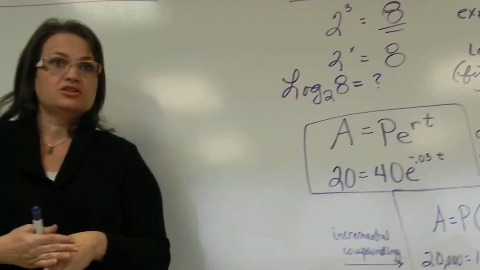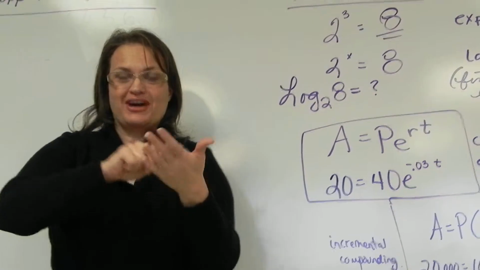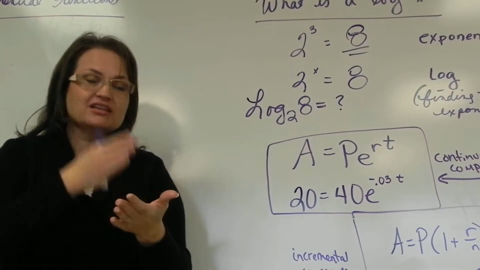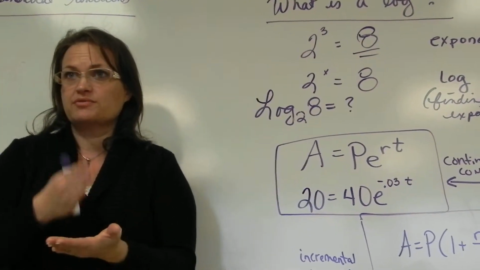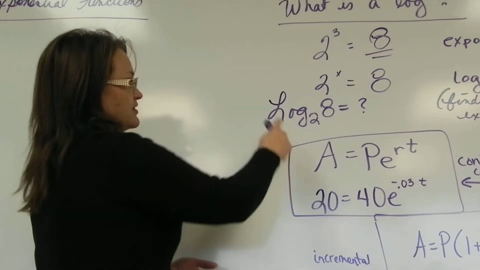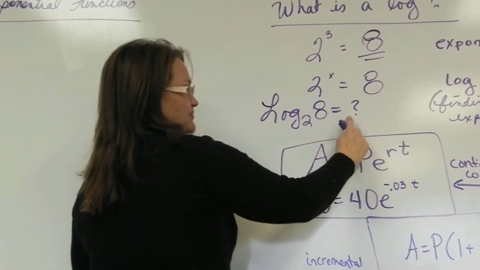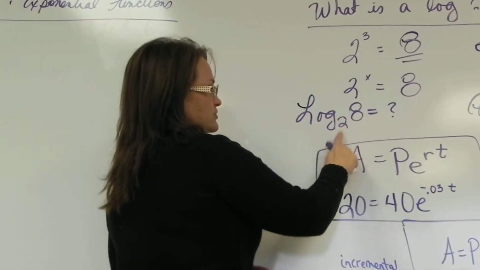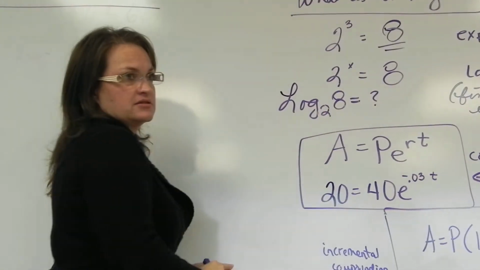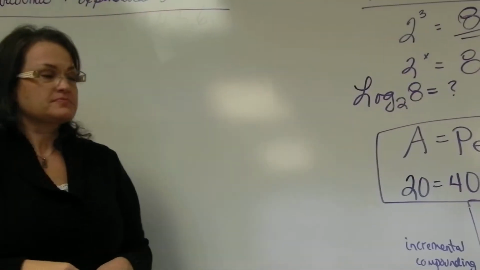The answer to a log, I want you to think this through, write it on your hand or something, remember this: the answer to the log is the exponent. That's what we're solving for, the exponent. The answer to the log is the exponent needed to make this happen. So 2 to the third is 8, and the answer to log base 2 of 8 would be 3.